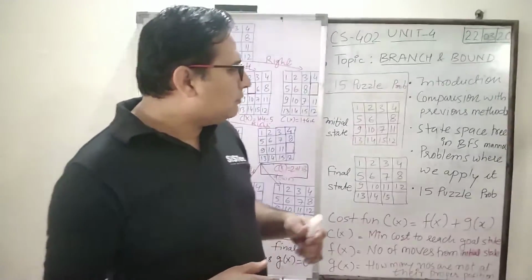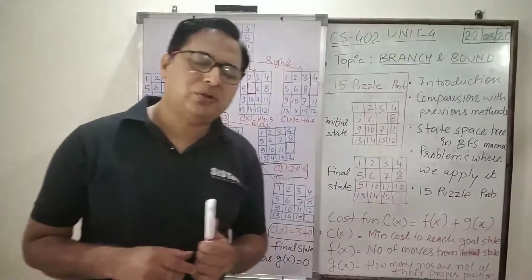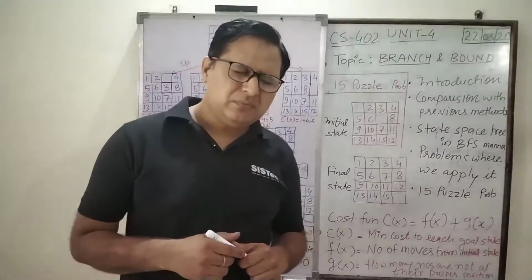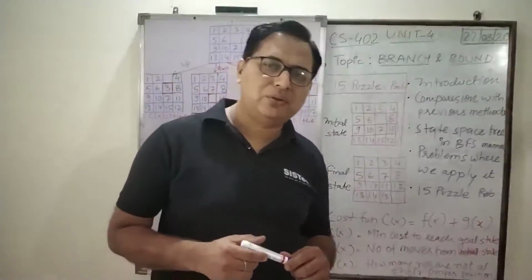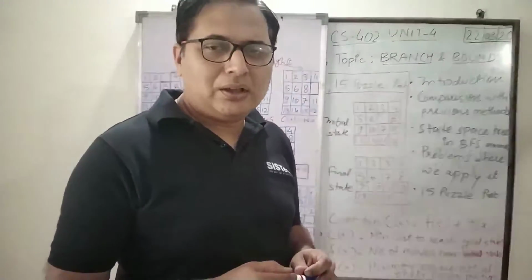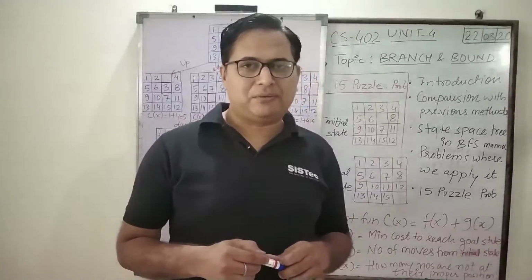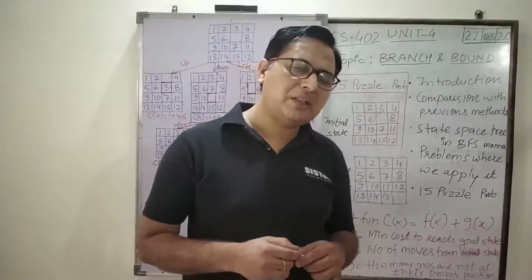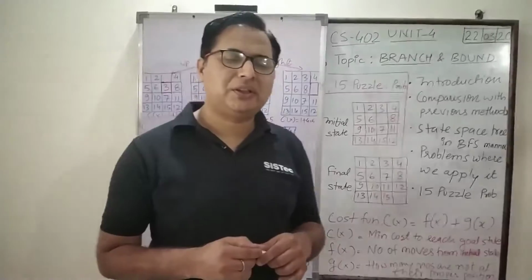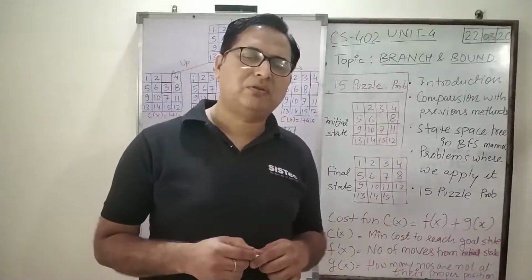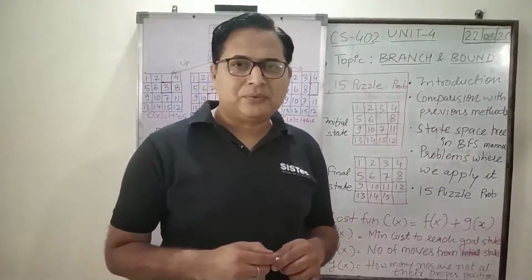Similar to backtracking, we generate the solution space tree, but in backtracking we generate the solution space tree in a DFS manner. But in the case of branch and bound, we generate the solution space tree in a breadth first manner.